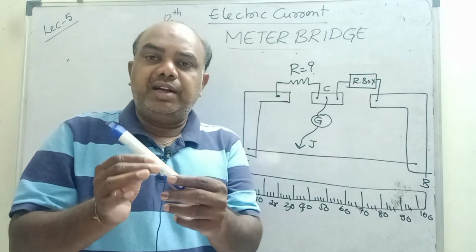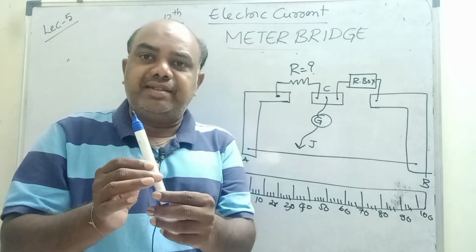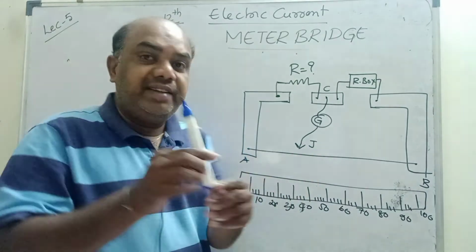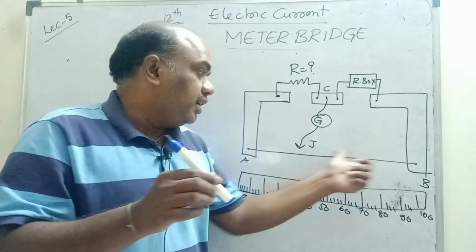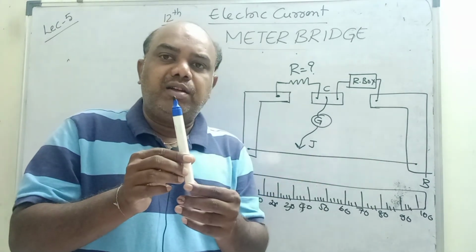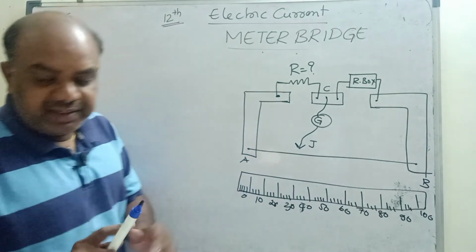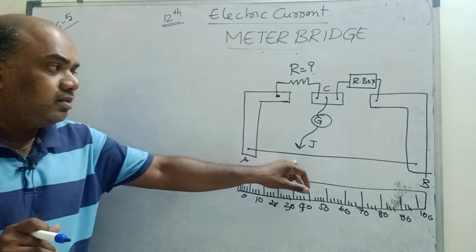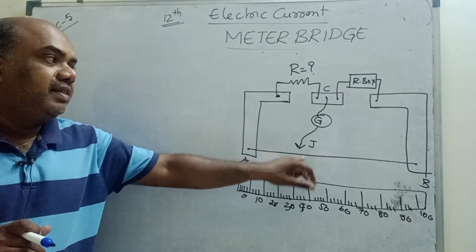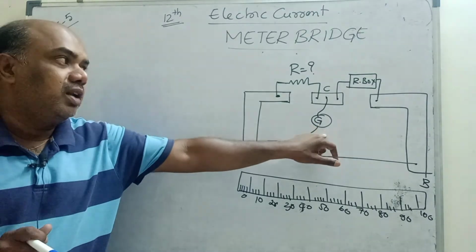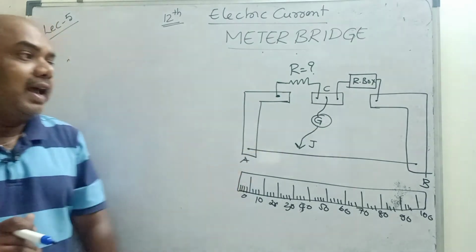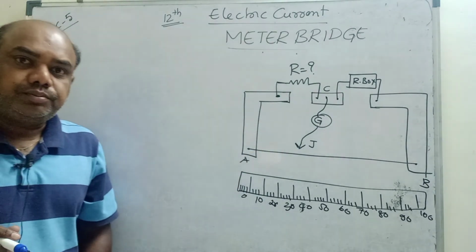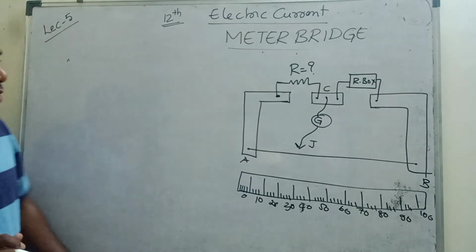That means the galvanometer deflection depends on where the jockey is placed. If you place the jockey on the right side, the galvanometer deflects right side. If the jockey is placed on the left side, the galvanometer also deflects left side. This is the purpose of the jockey. The jockey is used to measure the current flow in the galvanometer. What is the current flow in this circuit? We will measure with the help of the galvanometer. Understand, children?